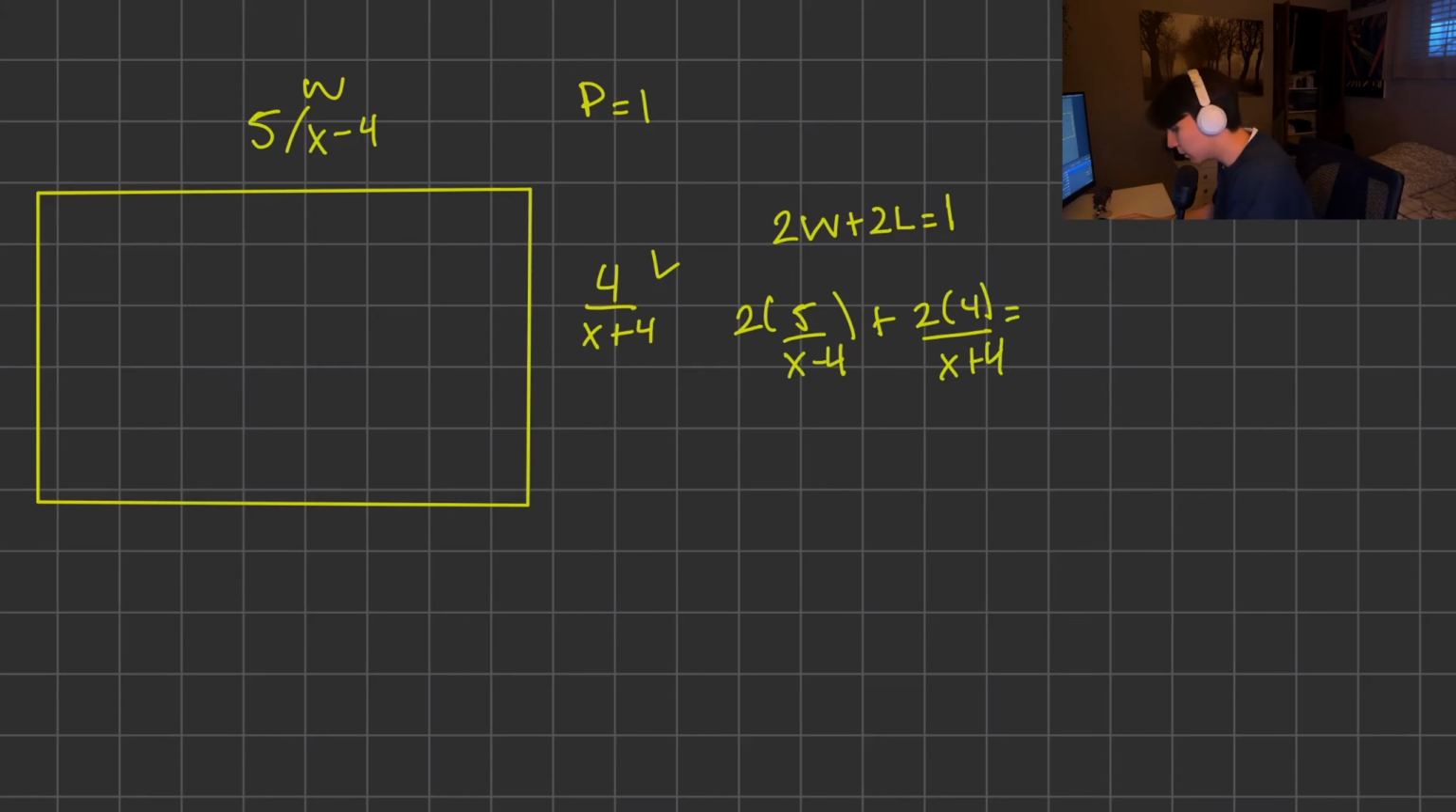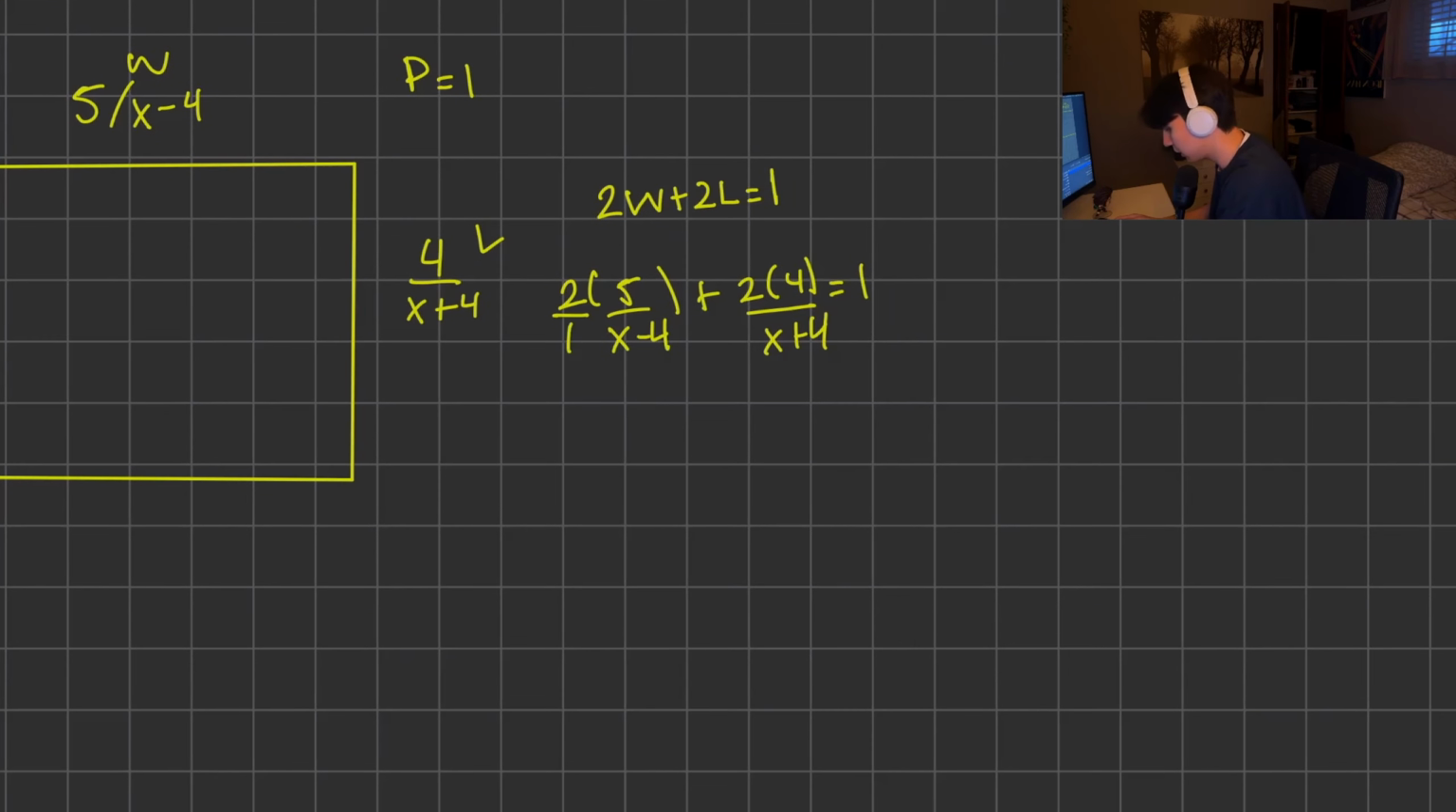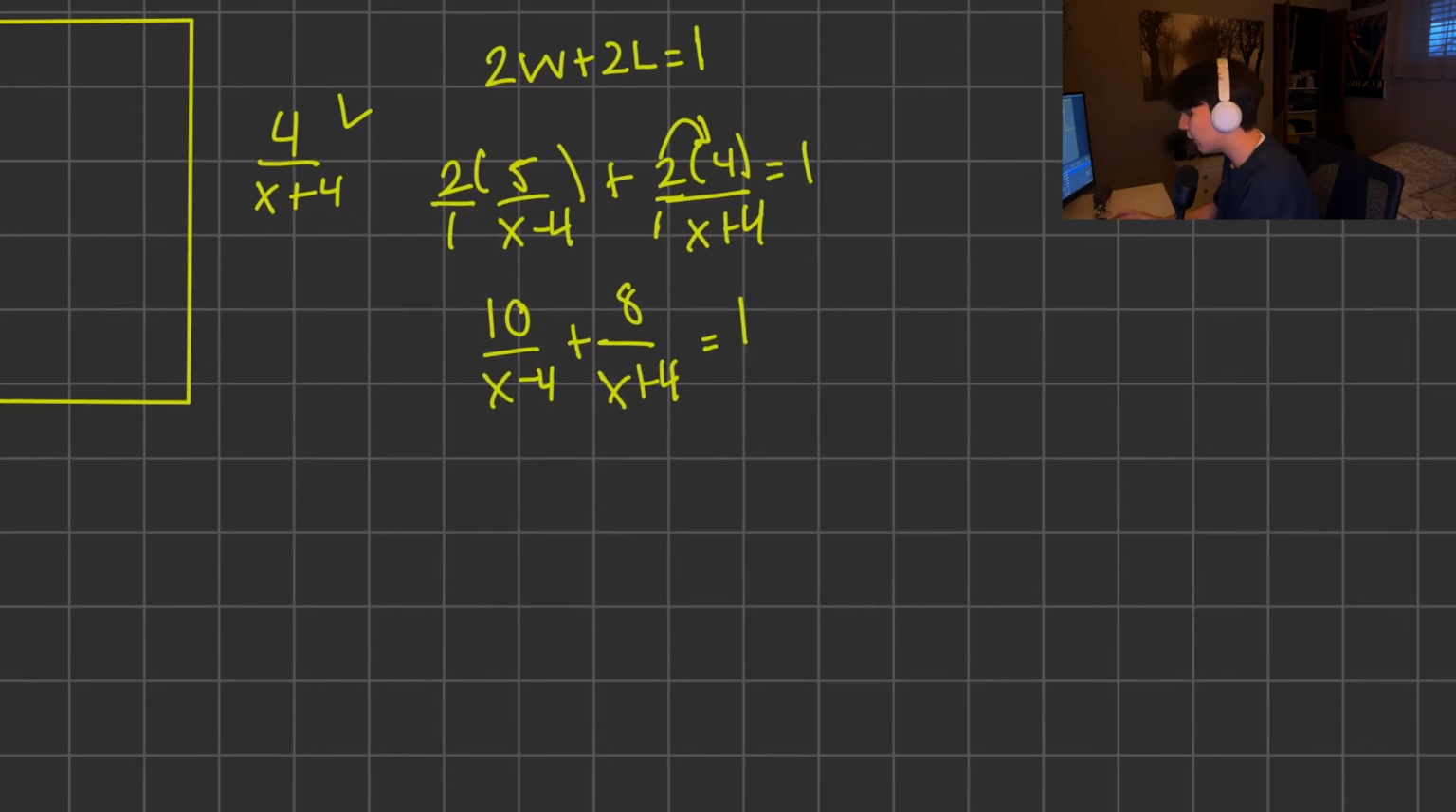So, and this is going to all be equal to 1. Remember when we're multiplying by 2, it's going to be a 2 over 1 here. So we're just going to be multiplying by our numerator. So we're going to get 10 over x minus 4 plus 8 over x plus 4. It's going to be equal to 1. Now we actually have to find our LCD. Our lowest common denominator here is going to be x minus 4 and x plus 4. So x plus or minus 4.